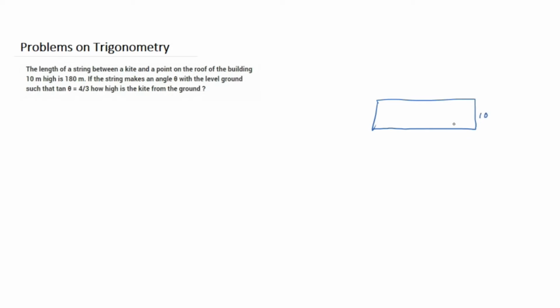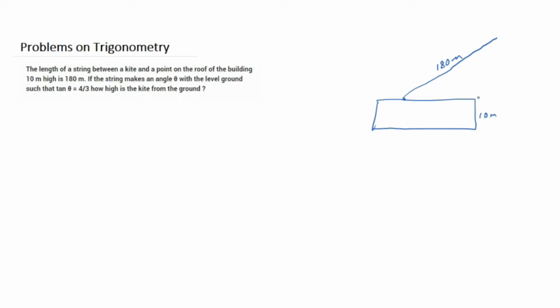So the building is obviously 10 meters high, and there's a point on the roof. Let's say that point is here. From there a kite is flying, which is 180 meters high. Obviously the diagram can't be to scale. So let's say that this is 180 meters, since that is the length of the string.